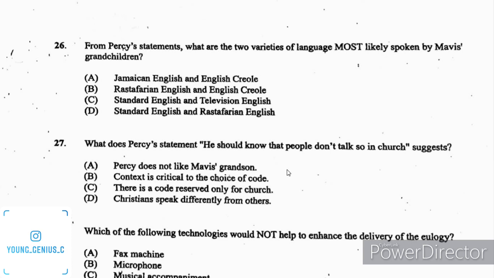Alright, so number 26. From Percy's statement, what are the two varieties of language most likely spoken by Mavis's grandchildren? So I'm gonna say off the bat, the first child who she says talks nicely speaks standard English. The one that uses I and I this and I and I that, Rastafarian man. So I would say standard English and the Rastafarian English for number 26.